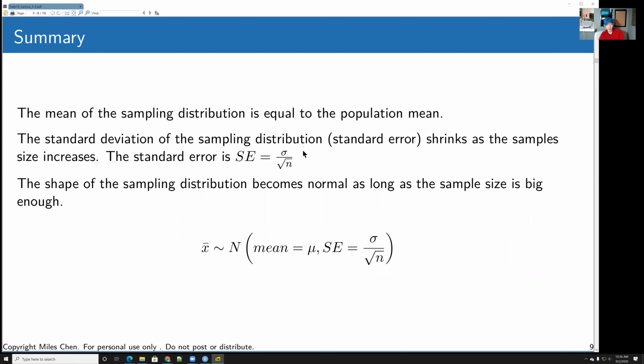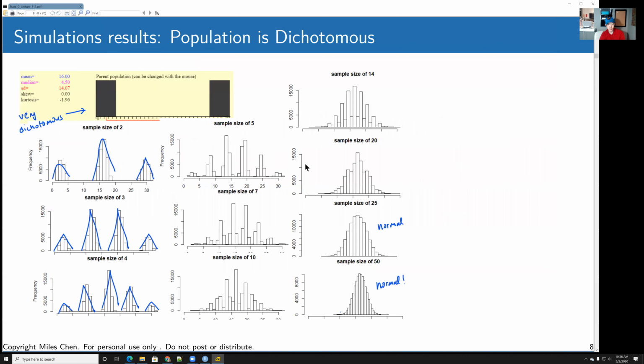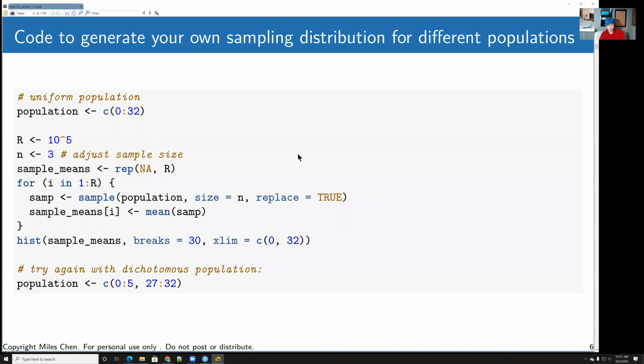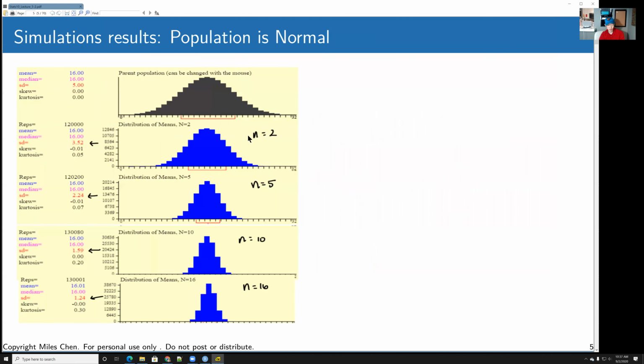The standard deviation of the sampling distribution shrinks as the sample size increases, and the standard error can be calculated using sigma divided by the square root of n, the population standard deviation divided by the square root of n. And we saw that in our plots: when n was small, the spread was wide, the standard error was large. And as n increased, that standard error kept shrinking and the amount of spread got lower and lower.